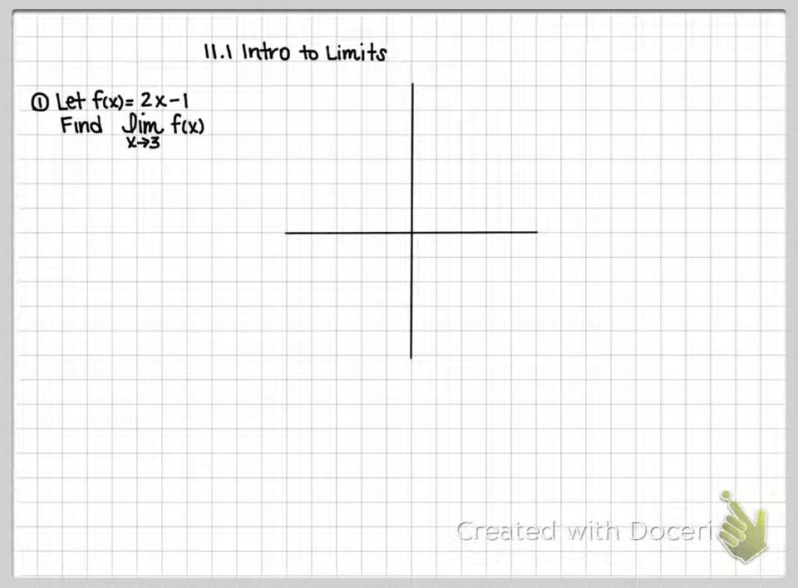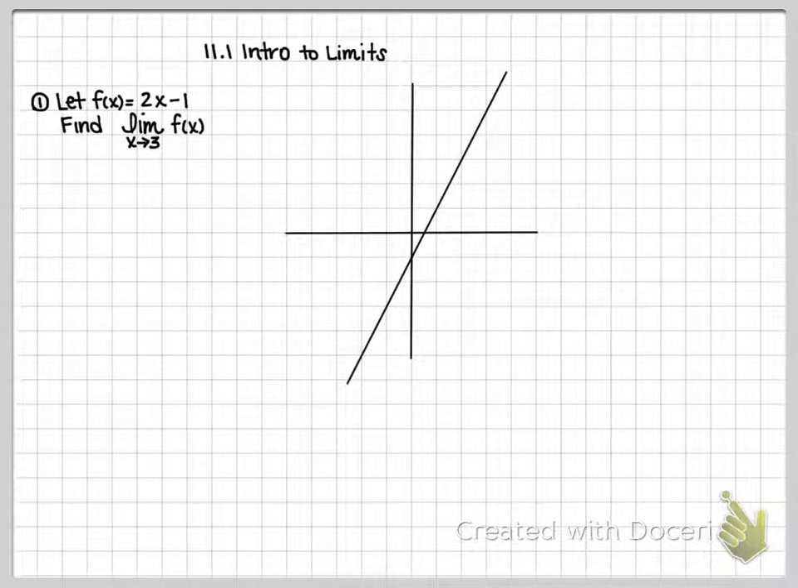And then we will also, in the next section, and maybe later in this section, talk about what happens if I just plug the number in. That's called direct substitution. So I think the first thing that I want to do is take my function, 2x minus 1, and graph it. So let's take a look at that graph.